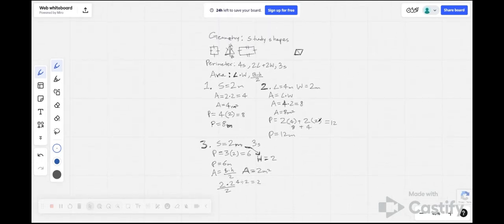Now, that is basically the intro for our shapes today and how to calculate their perimeters and areas.